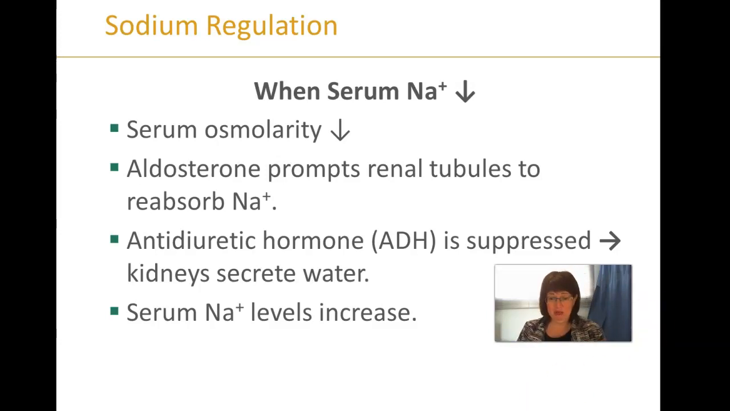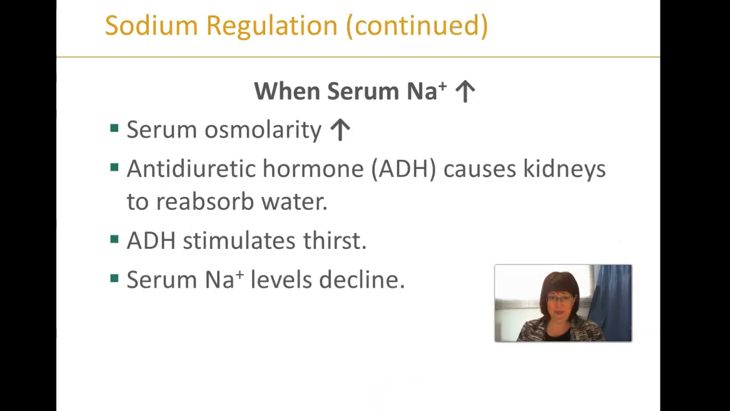So that sodium will then rise through aldosterone and antidiuretic hormone. If your sodium is too high in your blood, then antidiuretic hormone will reabsorb the water to help dilute it. And antidiuretic hormone will also stimulate the thirst center, so you drink more water, it's absorbed through the large intestine, and your sodium levels are diluted, and sodium is back to normal.